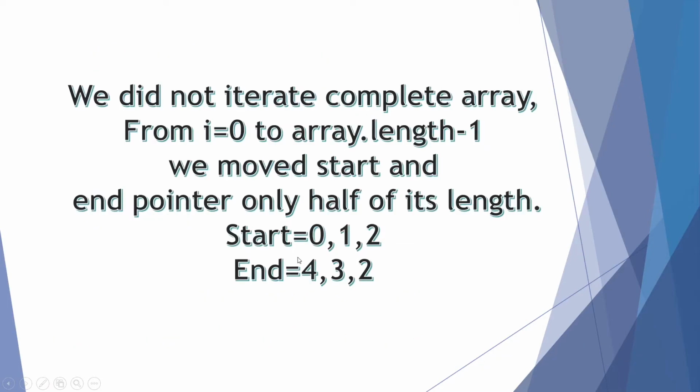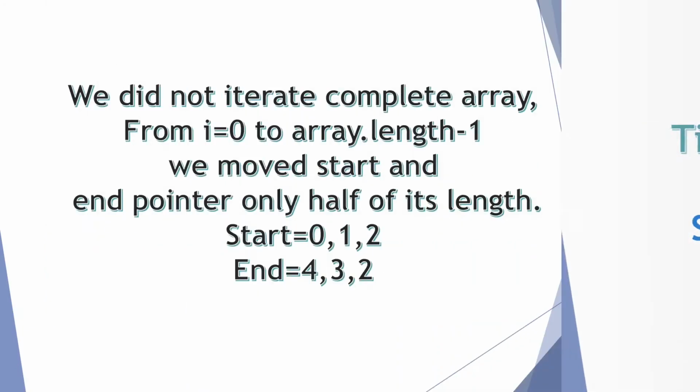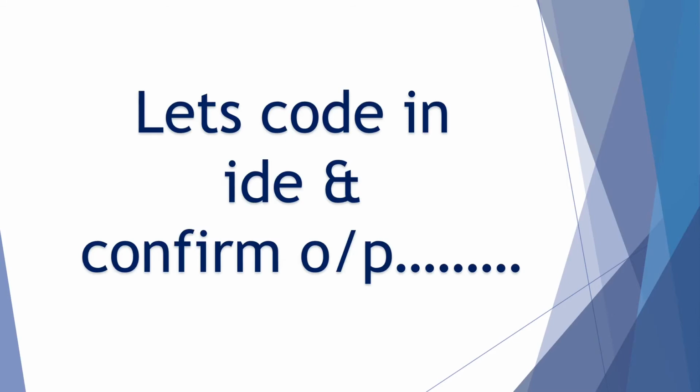So what did we notice till now? We don't need to iterate the complete array, from the 0th index to array.length minus 1. We only moved our start and end pointers half of the length, right? Start went 0, 1, 2 and the end pointer moved 4, 3, 2. With this, don't you think our time complexity has improved? Now it is only half of it, and the space complexity is O(1), because we don't need any new array to store them. We just reverse the elements in the existing array. Let's confirm this in our IDE.